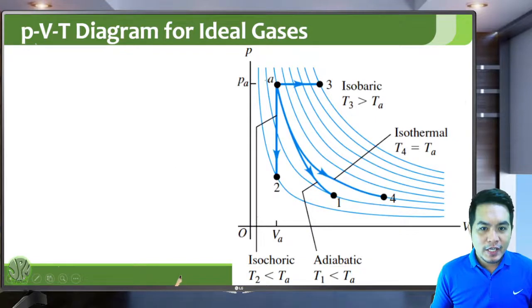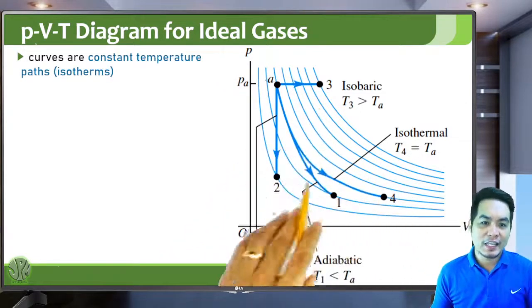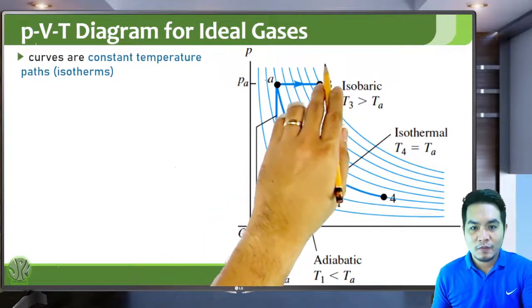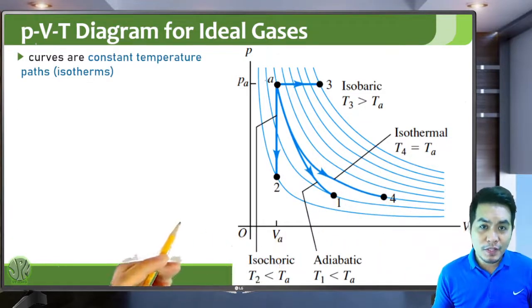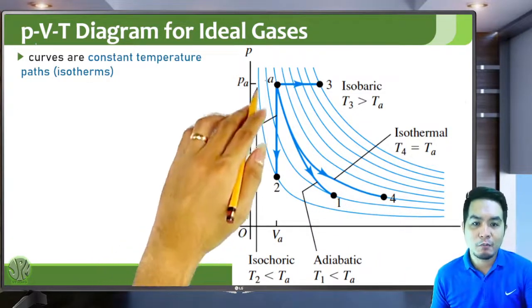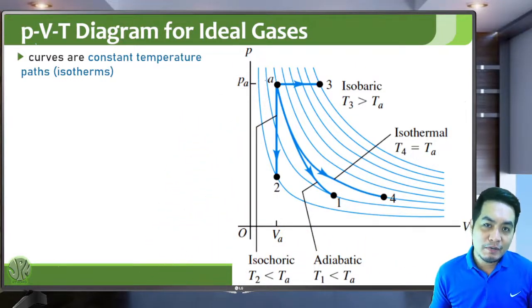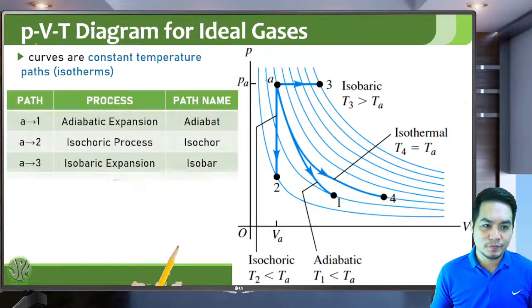Okay, so this is the PVT diagram for ideal gases. We'll now focus our discussion on ideal gases. The curves that you see here, the blue curves in this diagram, are what we call an isotherm, a constant temperature path. Each blue line corresponds to one temperature, and another blue curve corresponds to another temperature. So it's a PVT diagram, and it now has pressure, volume, and temperature states.